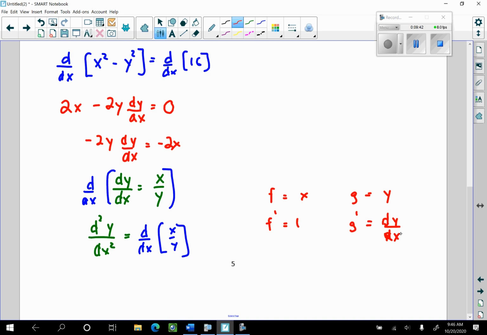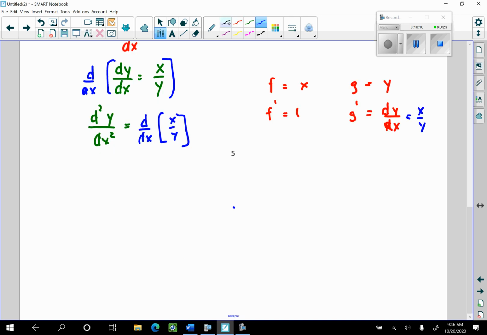And look very carefully at what I'm going to do, and this happens a lot. What is dy dx? x over y. So I'm going to put x over y in for dy dx, and that's going to make everything come out real nice. Now I'm going to employ the quotient rule: f prime g minus g prime f over bottom squared.